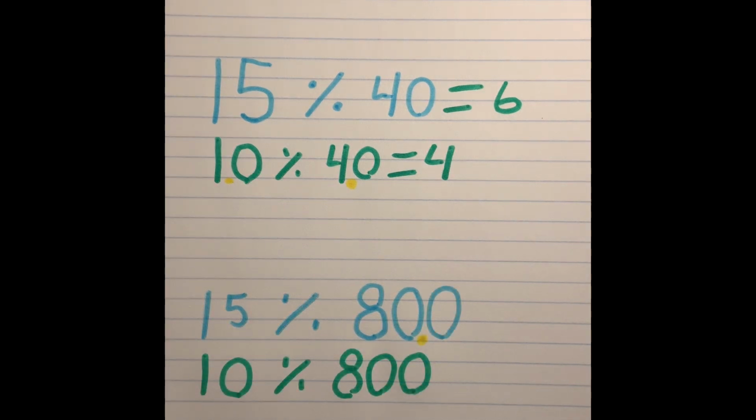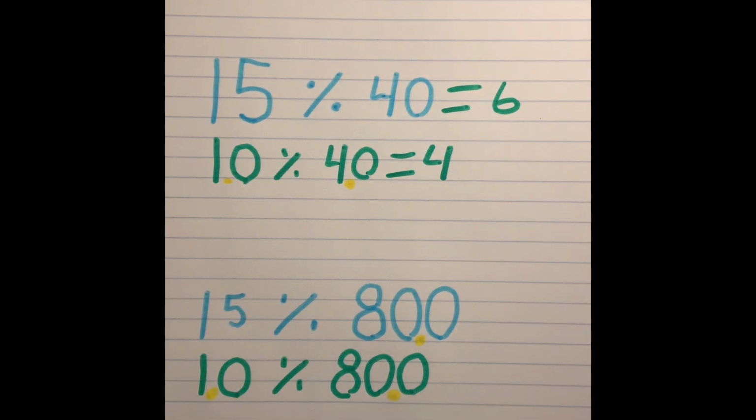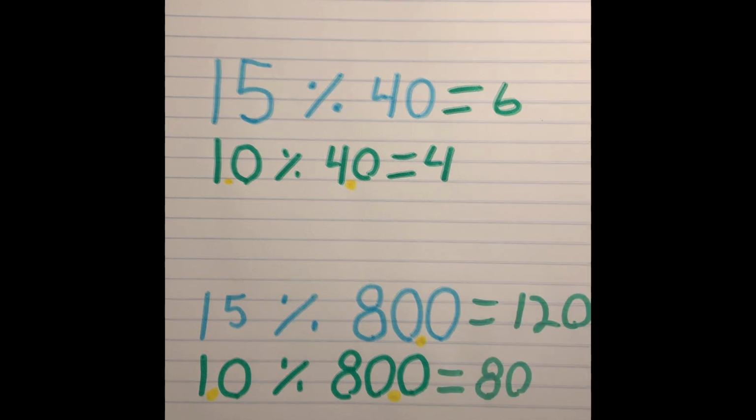Now to question 2 on this page. 15% of 800. We must do the same thing once again. What's 10% of 800? Well, pretty easy. 1 times 80, so it's 80. Now what's 80 times the 1? Well, it's 80. What's 80 divided by 2? That's 40. So 40 plus 80 equals 120.